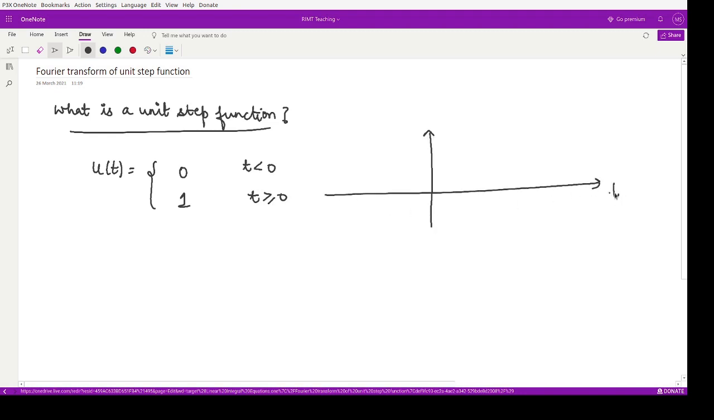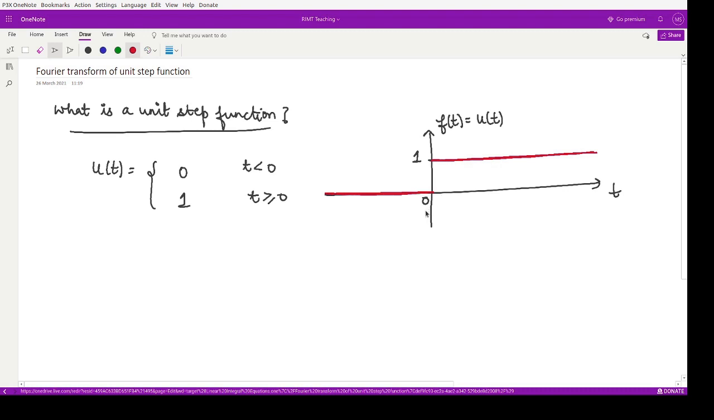So this is the t-axis and this is the value of the function, and the function is given to be this unit step function u of t. The magnitude here is equal to 1. Whenever t is less than 0, its value is 0, so we have the function as 0 in this interval. And whenever t is greater than or equal to 0, its value is equal to 1, so the function looks like this in this particular interval. So this is the unit step function.